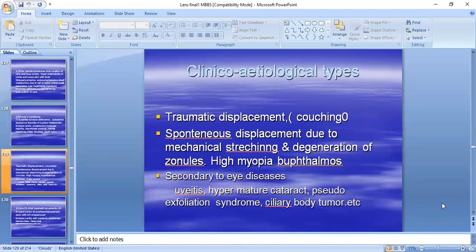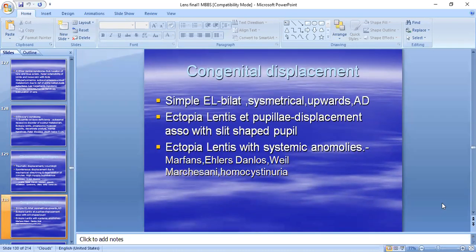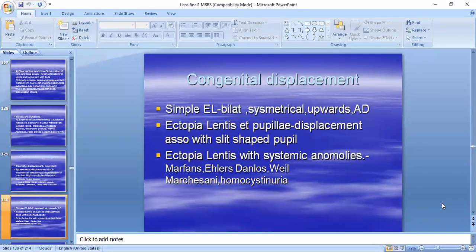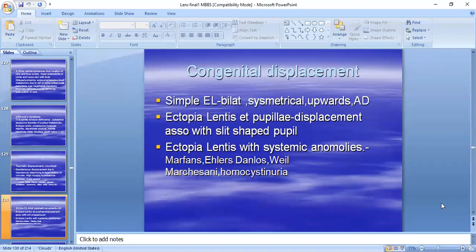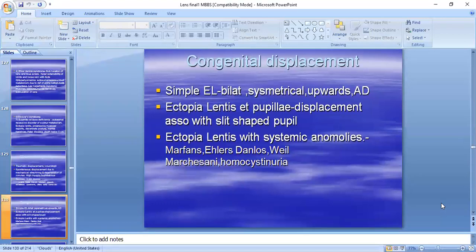And pseudo-exfoliation syndrome is another thing where the pupil will not dilate, and there will be an association of glaucoma, primary open-angle glaucoma in these cases, and there will be zonular dehiscence. So that can give rise to a subluxation or dislocation of the lens, and ciliary body tumors in the posterior segment can give rise to displacement of the lens. So this, I think we have talked about already.